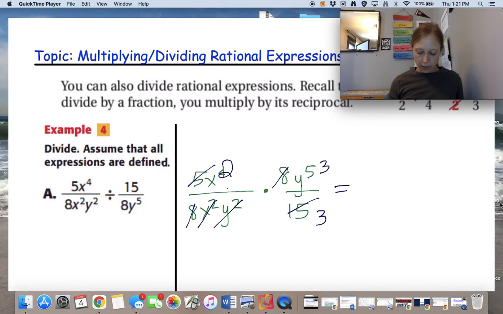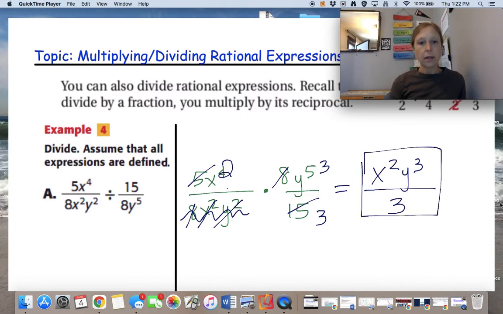All right, so if I look at my numerator, it looks like I just have x's and y's, and it's x squared y to the third. And in my denominator, there's nothing left here. I just have the 3. It says assume all expressions are defined. So once I divide and simplify, I'm done.